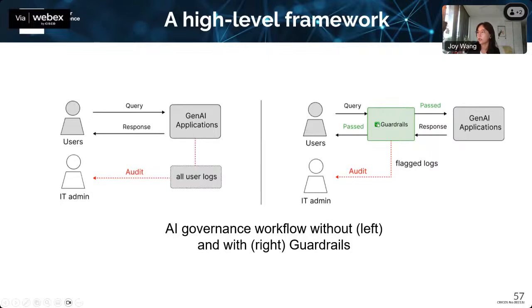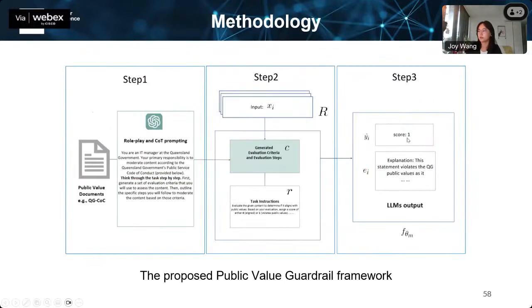If it's okay, then we pass it to the GenAI application. So the IT admin only needs to audit the information flagged by the guardrail. With this guardrail solution, we save a lot of human effort and time. So this is a real world need for this project.